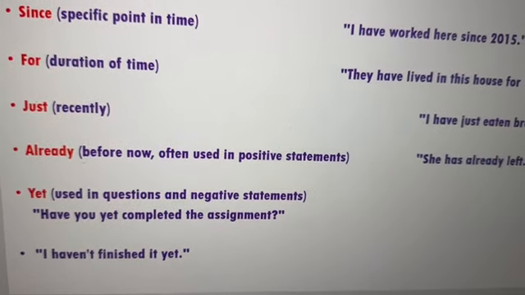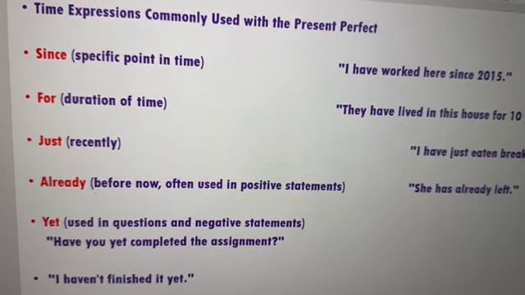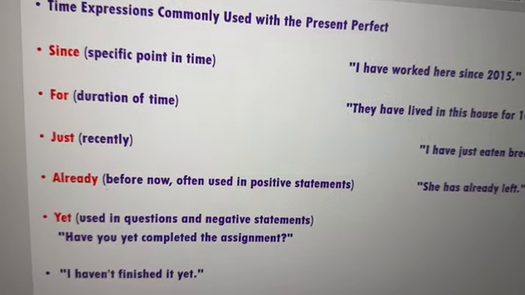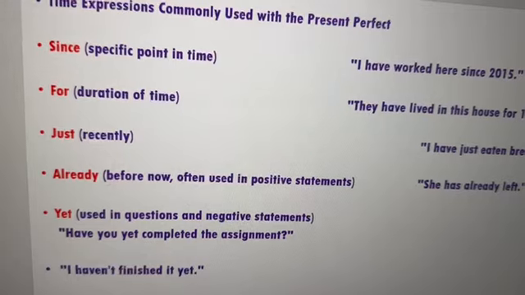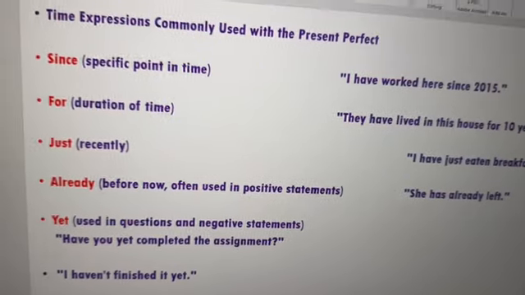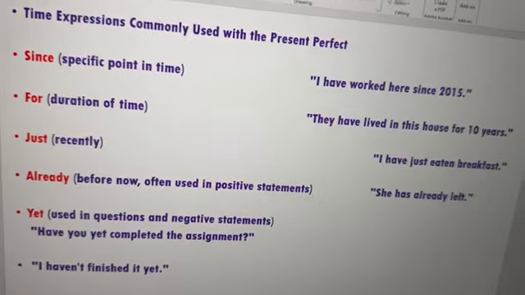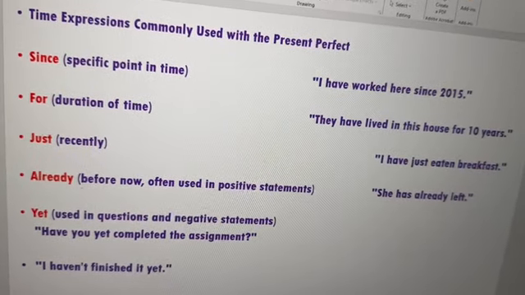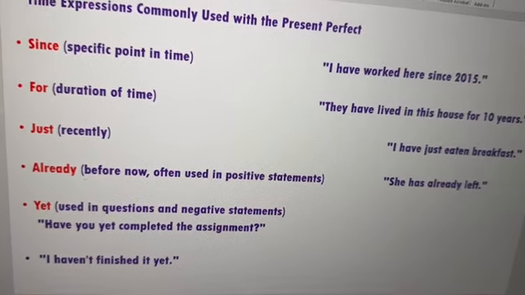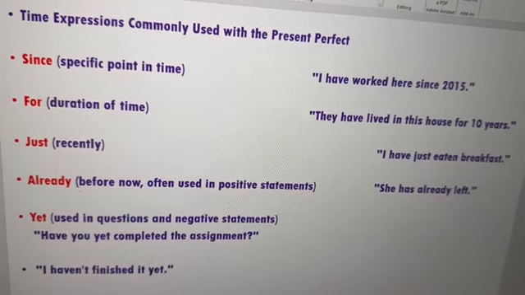And we have yet, which is used in questions and negative statements. Only in questions and negative statements. We cannot use yet in positive statements or affirmative statements. For example, have you completed the assignment yet? And I haven't finished yet. So if you want to use affirmative statements, you have to use already, for example, but you cannot use yet in the affirmative statements. It's exclusively used within the question and negative.